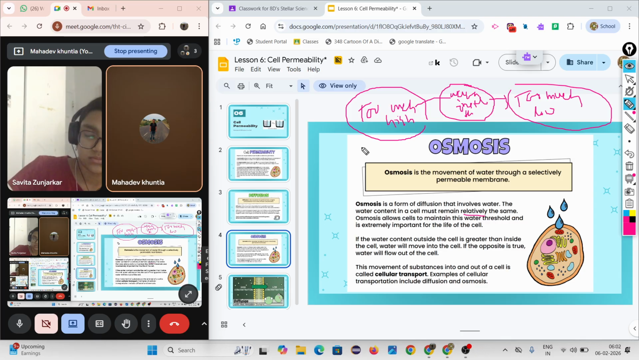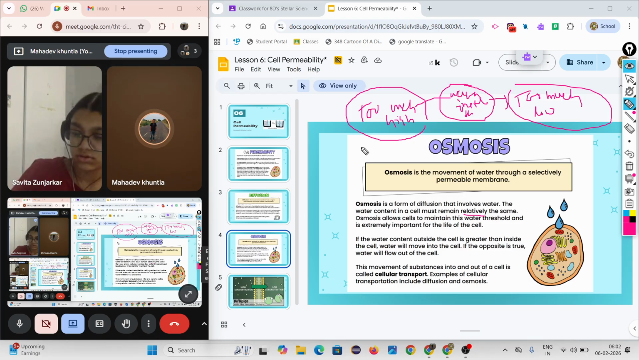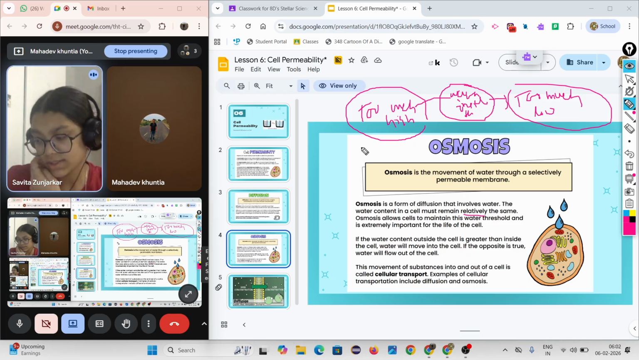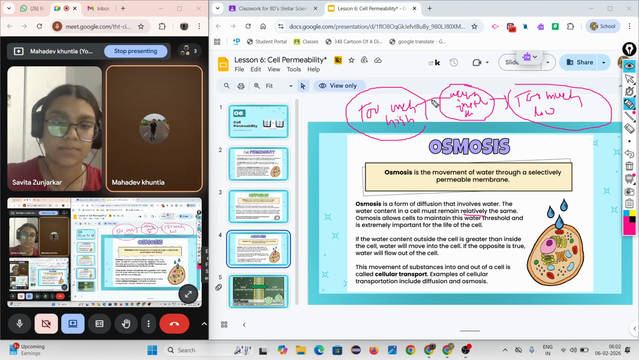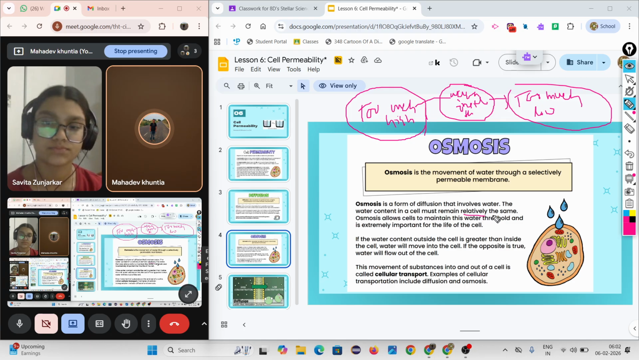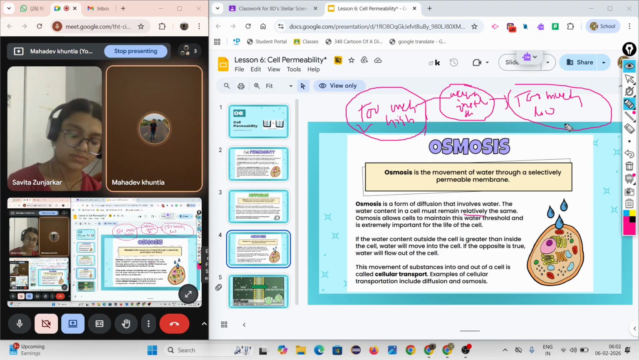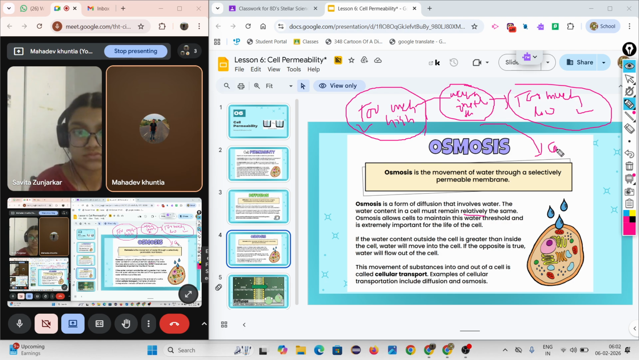Hello? Why are you sleeping? No, I'm writing the definition down. Which definition? Okay, look, try to understand. Don't write anything. The water content in a cell must remain relatively the same, meaning not too much high, not too much low. It is always constant.